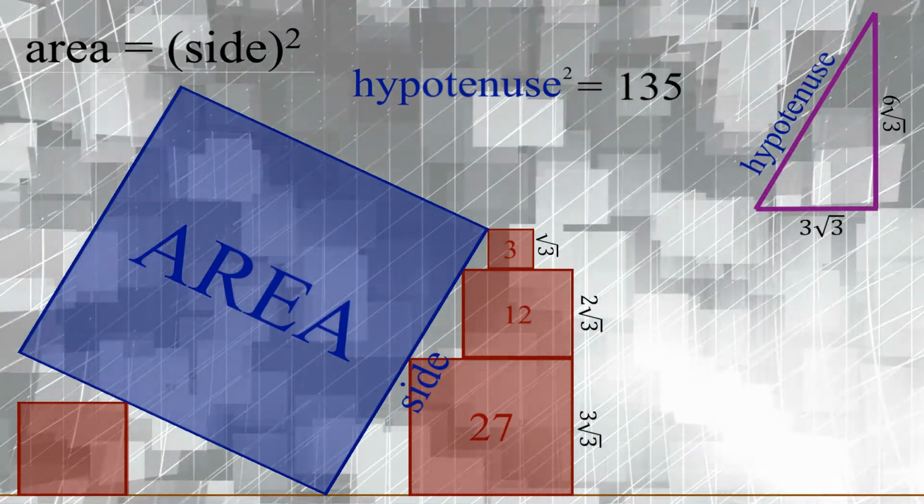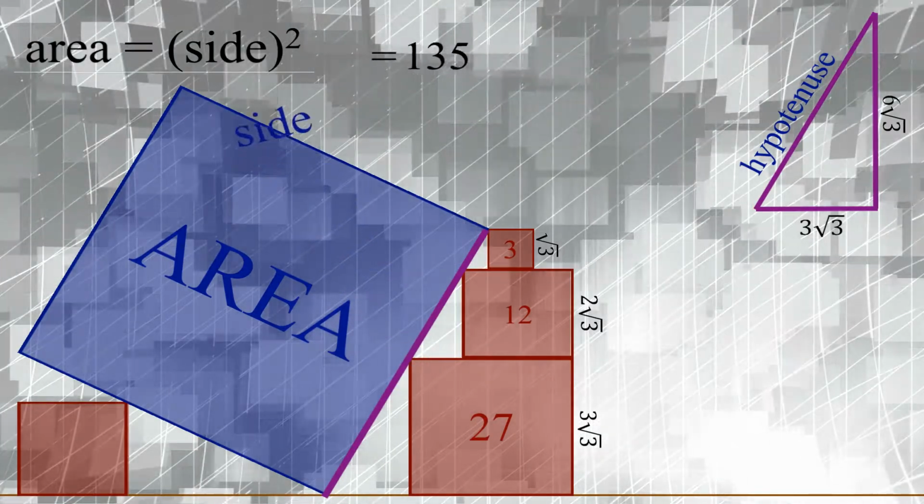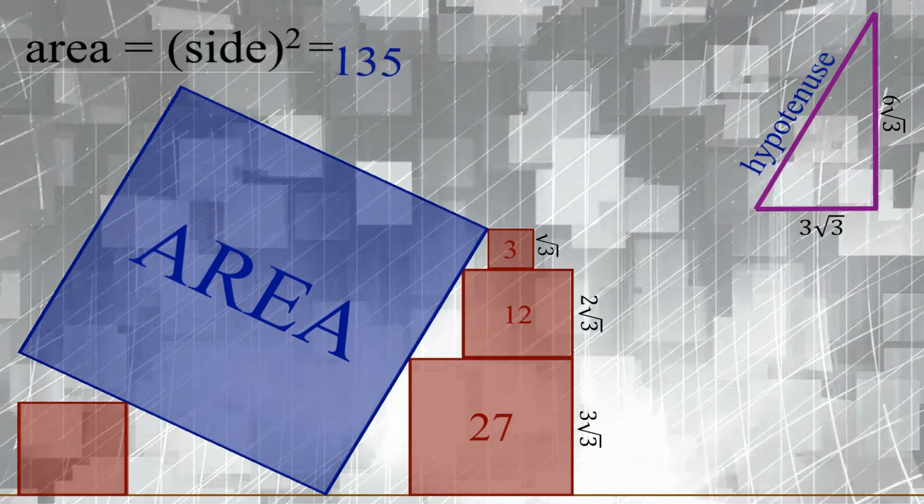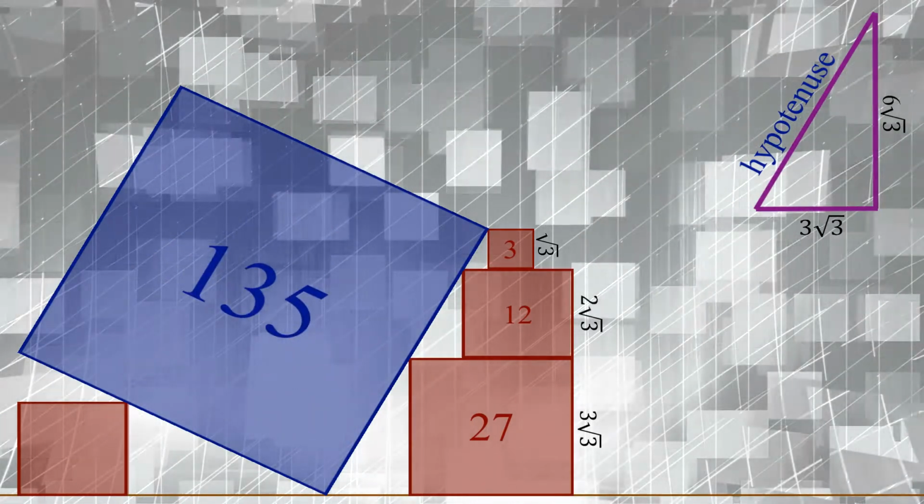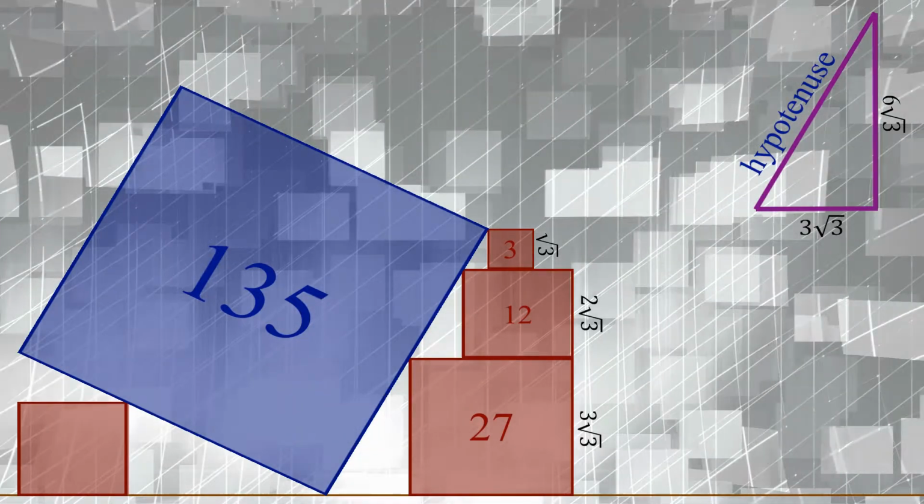But the length of a side of the blue square is exactly the hypotenuse of that purple triangle. So the hypotenuse squared is the square of the length of a side of the blue square, which is the area of the blue square, which is the answer we were looking for. We're done. The area of the blue square is 135.